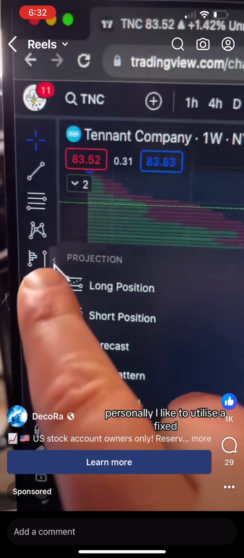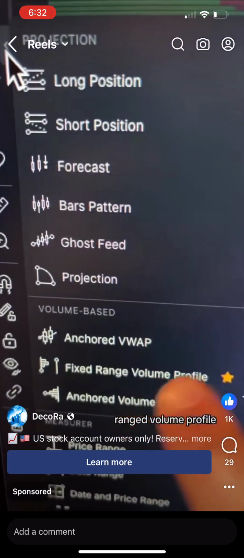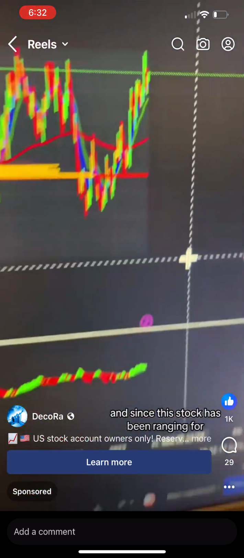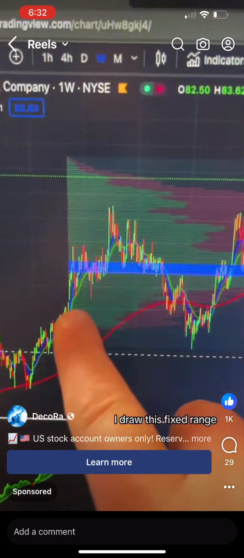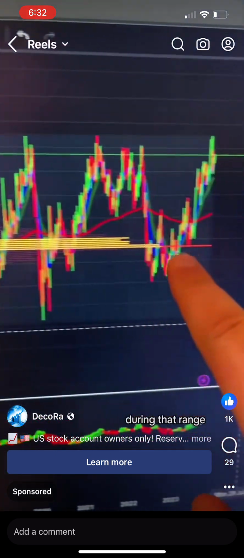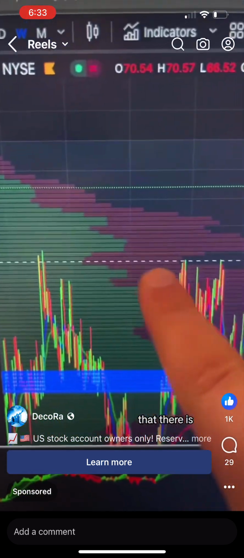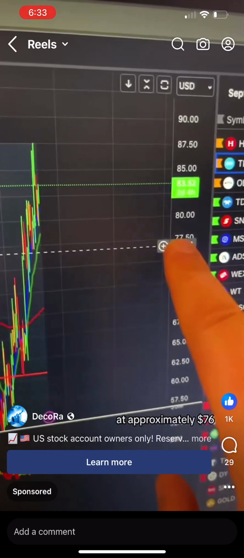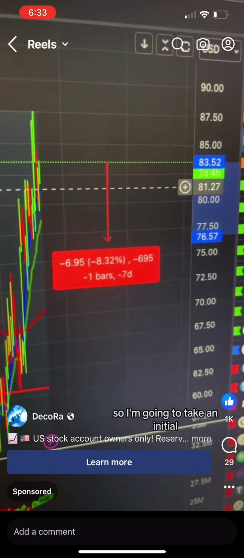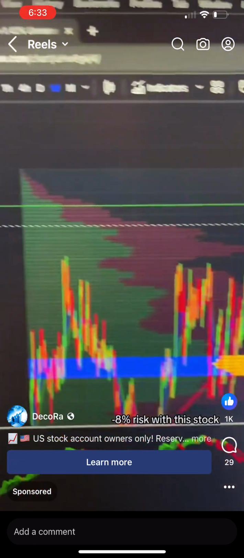Personally, I like to utilize a fixed range volume profile. And since this stock has been ranging for literally years, I draw this fixed range volume profile during that range. And then I notice that there is not much volume here at approximately $76. So I'm going to take an initial minus 8% risk with this stock.